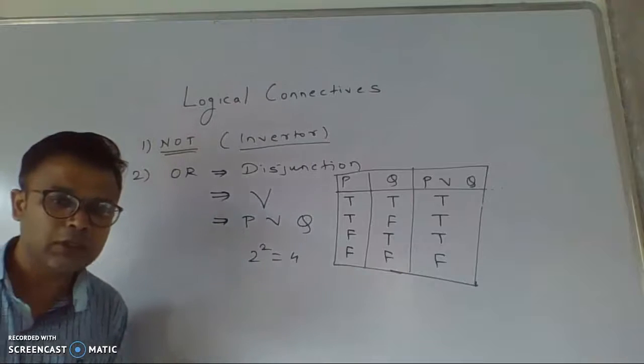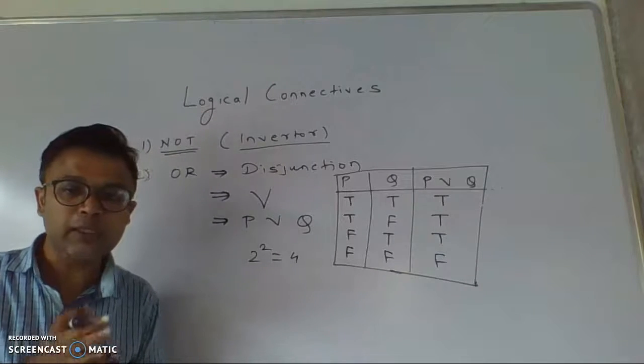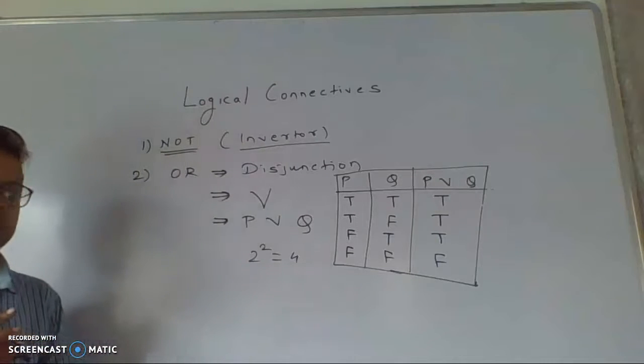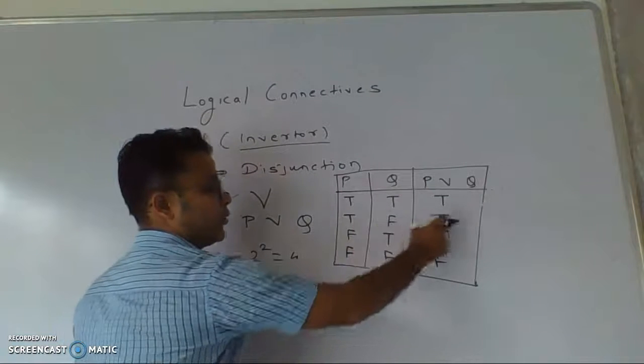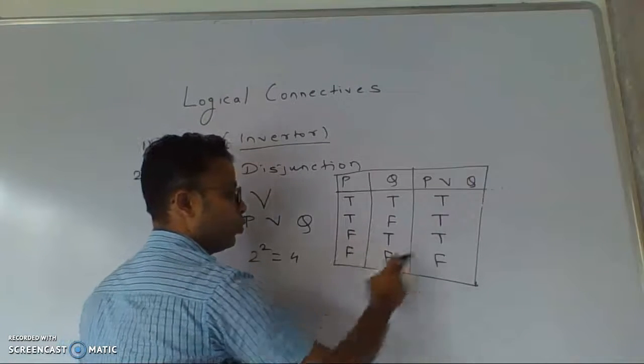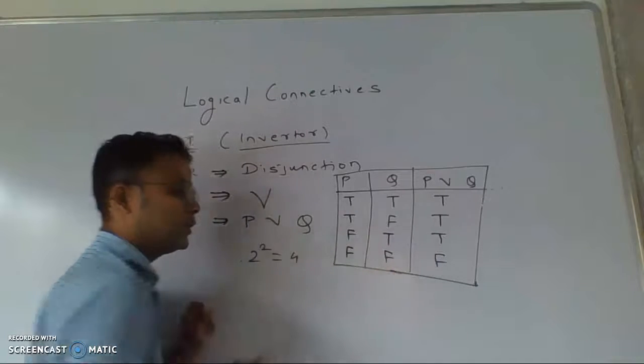Or in other words, we can say that if at least one of the statements is true, then the result of OR is true. See, here both the statements are true, that's why it is true. Here one of the statements is true, so true. One of the statements is true, so true. Both the statements are false. None of the statements is true, that's why it is false.